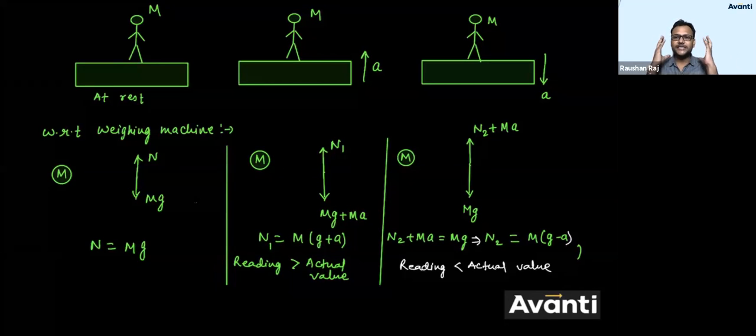You must have felt a little dizziness. You feel like you are losing your weight in that lift. How is that possible? Because the normal reaction, the force exerted by the surface of the lift, decreases. So you feel that your weight has decreased. At the same time, if you are going up in an elevator, you feel like your weight has increased, that you have become heavy. Why do you feel that way? Because of the pseudo force, the normal reaction here has increased.